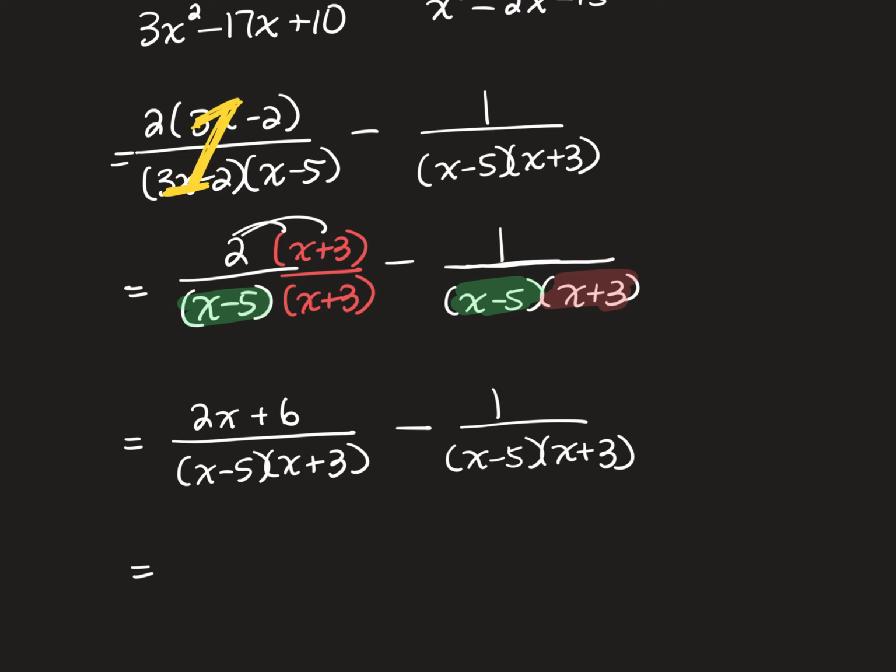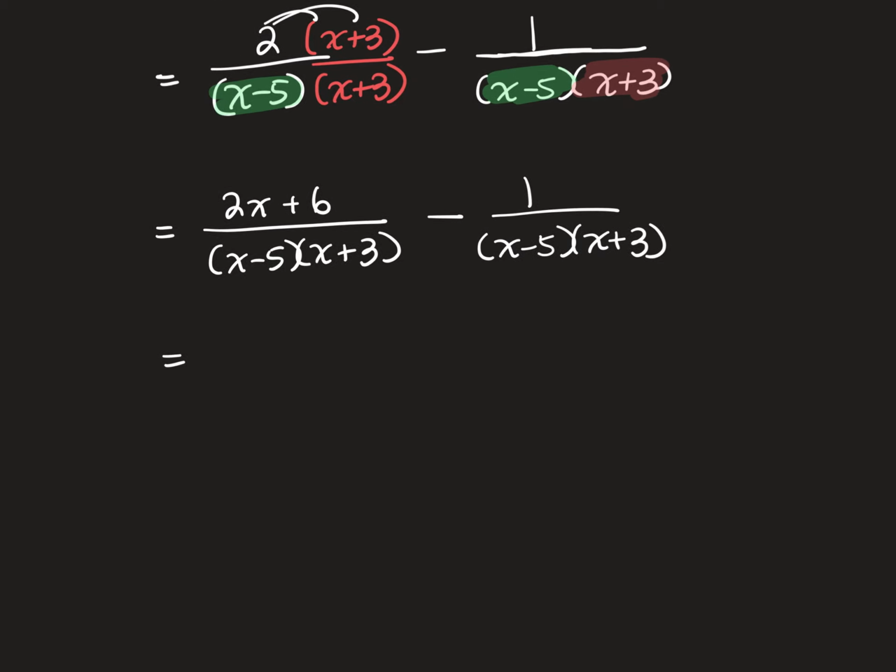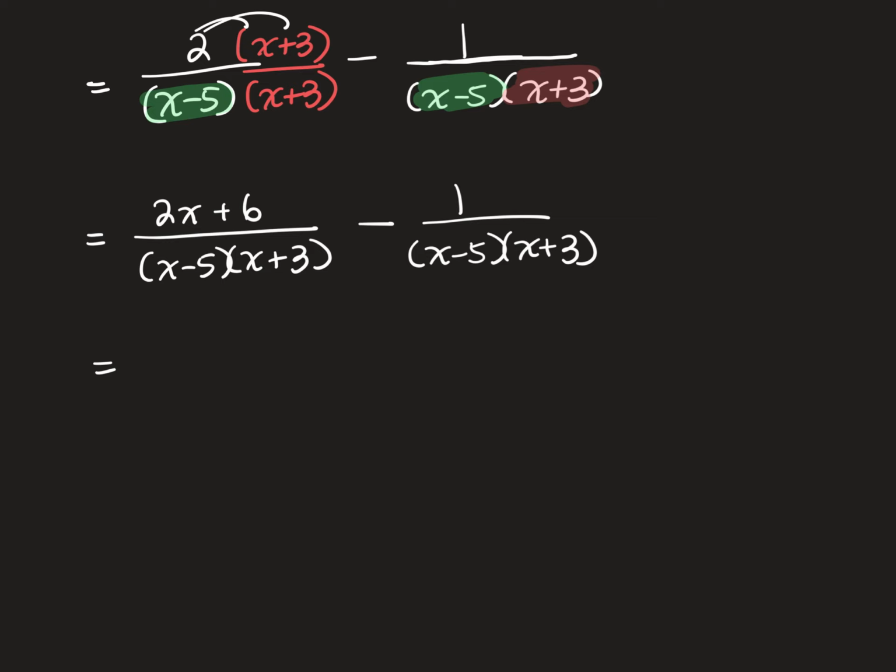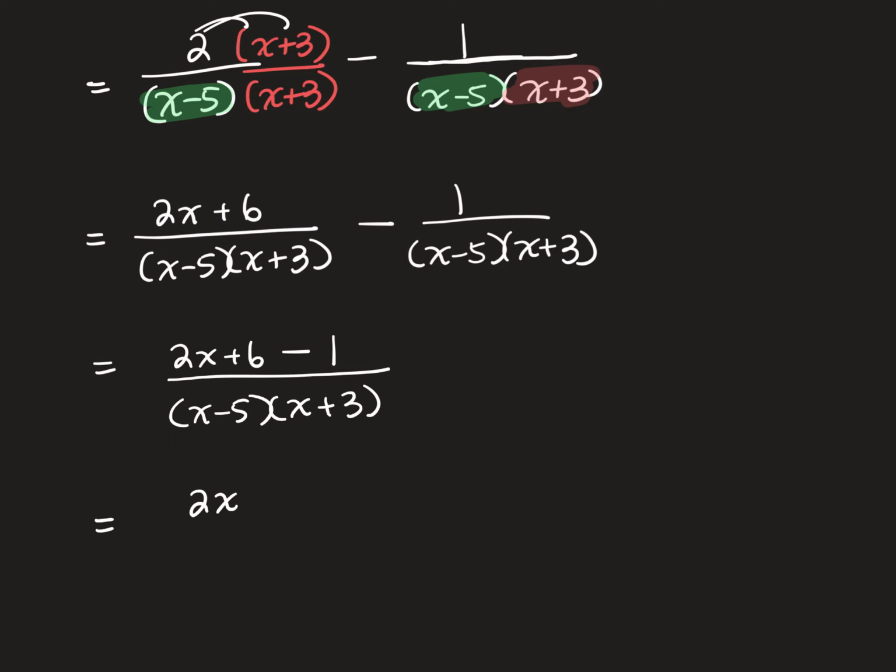And then finally, I can go ahead and make one big fraction with my common denominator, and put everything in that fraction. So I have 2x plus 6 minus 1, and then I can just combine my like terms to get 2x plus 5 over my common denominator of x minus 5, x plus 3. There are no more giant ones, so that's my answer.